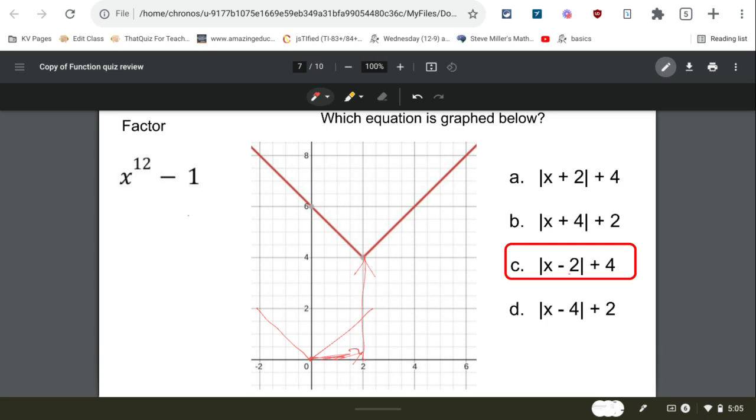When you do 2 to the right, you have to subtract 2 on the inside of the parentheses, and 4 units up, you're going to add 4 on the outside of the function or the parentheses.